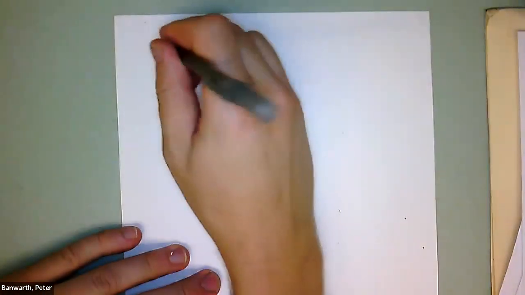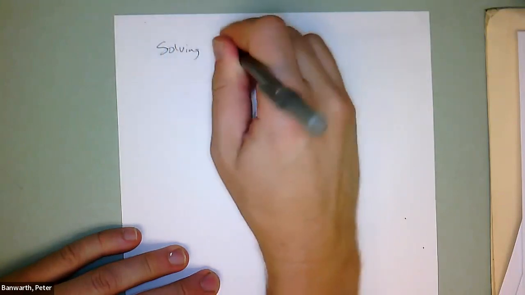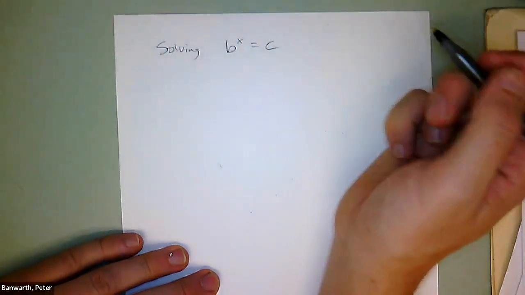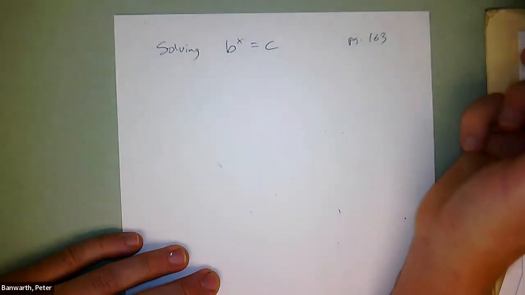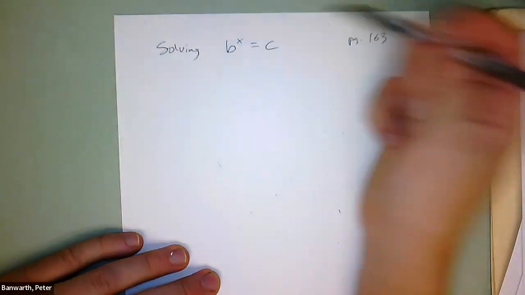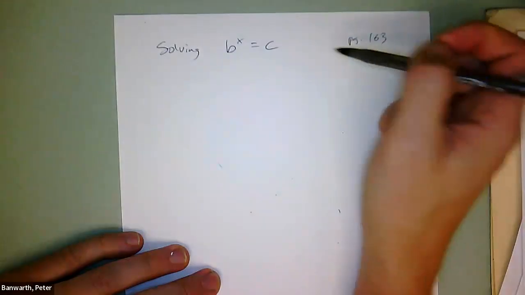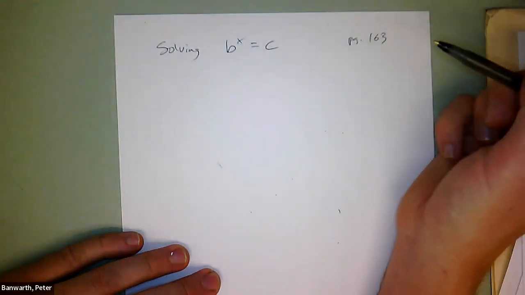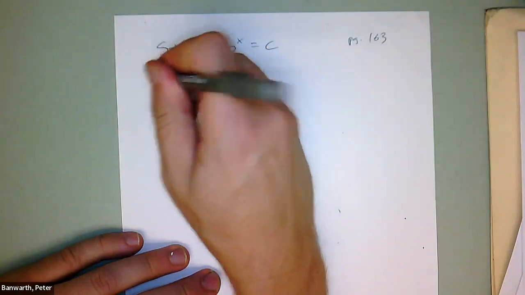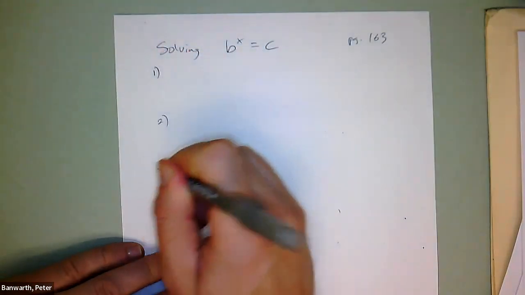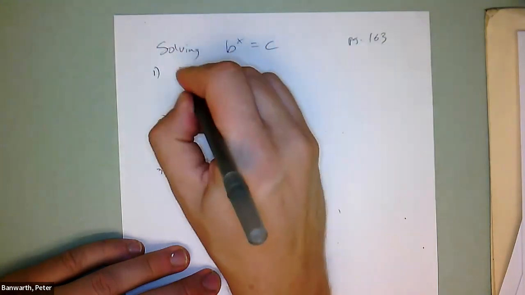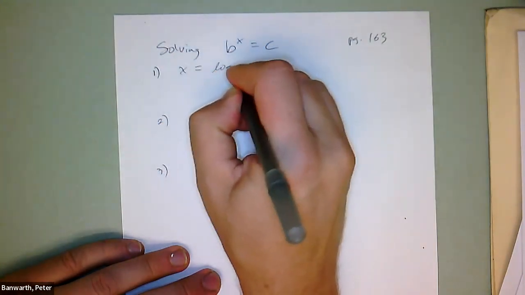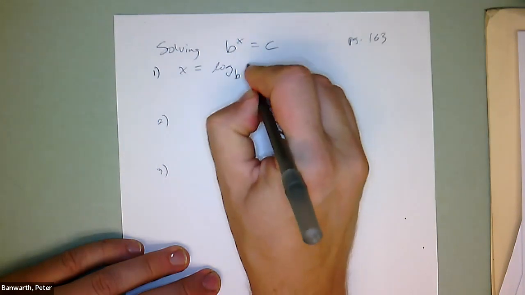In general, solving b to the x equals c. This is page 163. They call it the inverse method. I don't call it the inverse method. I'd say using logs or rewriting it as a log. So there's, like I said, 3 ways to do it. The first way, which I like, is just reading this as a sentence. x is the power that goes on b to get c.